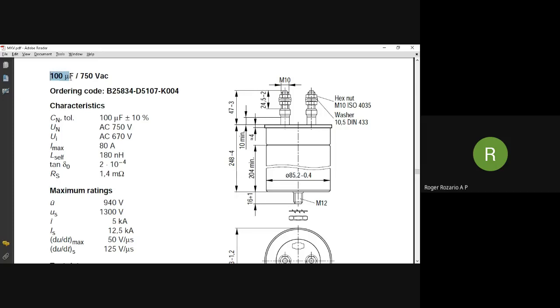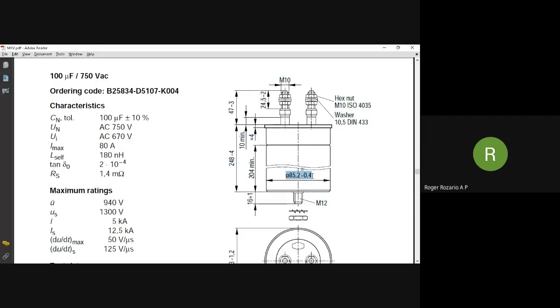Look at the capacitor rating. It is 100 μF. The voltage rating is 750. So from this you can calculate the energy. Energy equal to half into C into V square. And you multiply the energy with the volume. How will you calculate the volume? This is the length, 204 millimeters, and this distance is 85 millimeters. So using these dimensions from the data sheet, you can calculate the energy density depending on your application. So these are the dimensions of the capacitor.